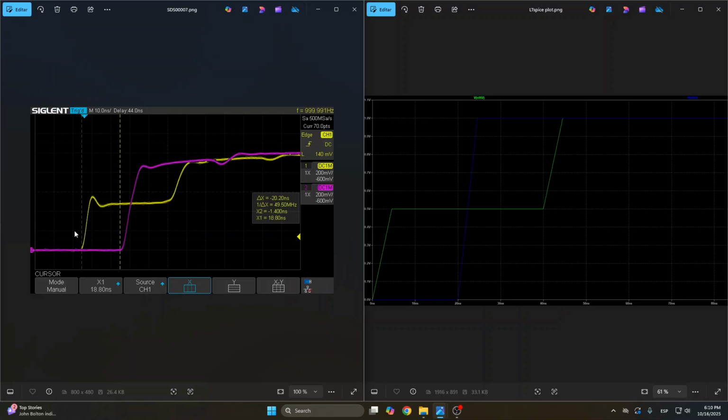And the delay between the rise of the yellow signal, or the out1 signal, and the rise of the out2 signal, which is the purple line, is approximately 20 nanoseconds. So here you can see that this is also very close to the ideal value we observed in the simulation, which was exactly 20 nanoseconds. Here we have 20.20 nanoseconds.